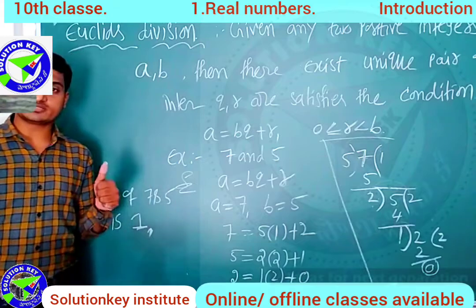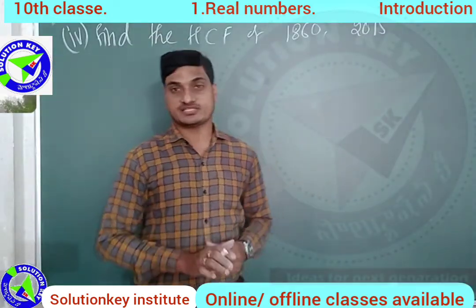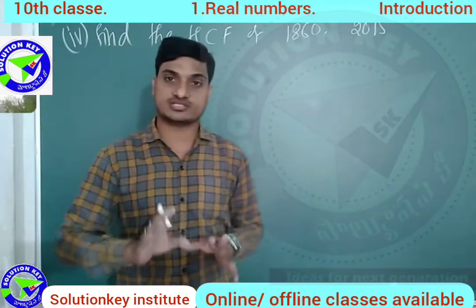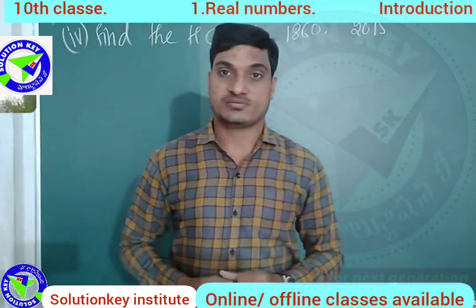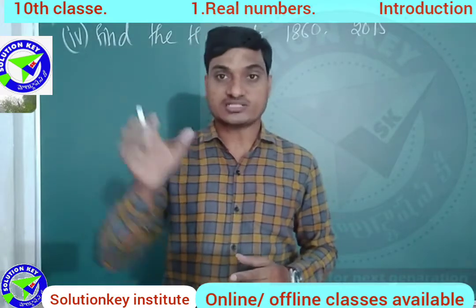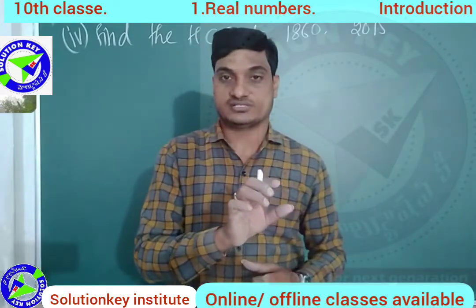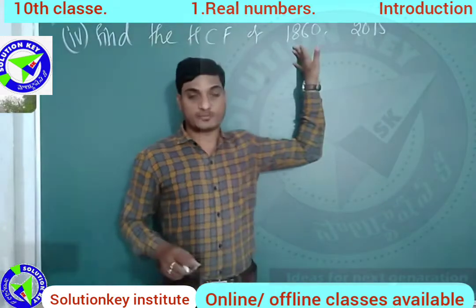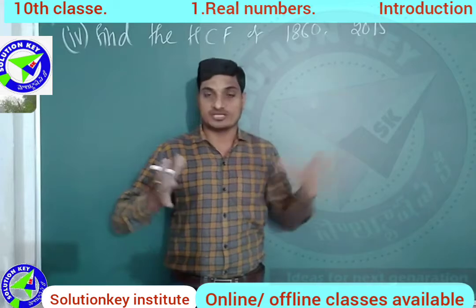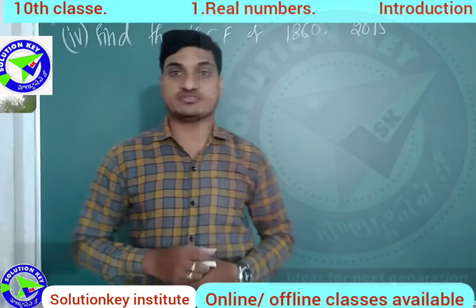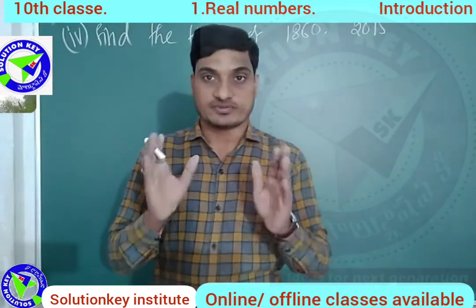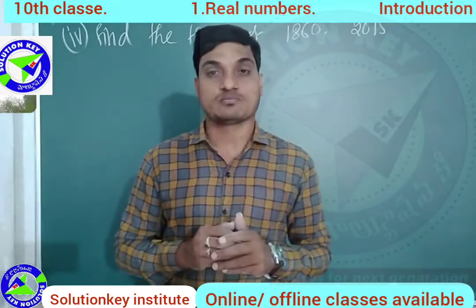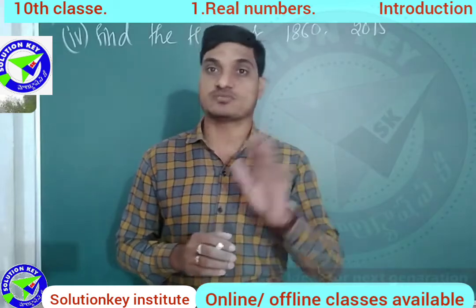Are you clear? What is the question? To find the HCF of these two positive integers. Anywhere, anytime they are asking only positive integers. Why? Because in the condition they are asking given any two positive integers. You may raise a doubt: sir, one number is positive, another is negative. No, there is no choice. Because in the Euclid division algorithm, the condition is given any two positive integers only.